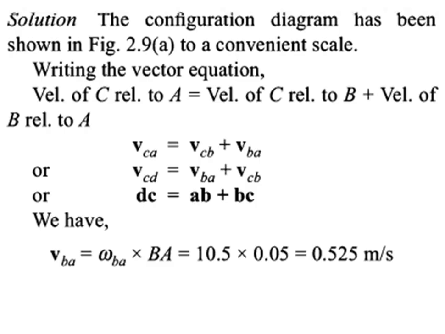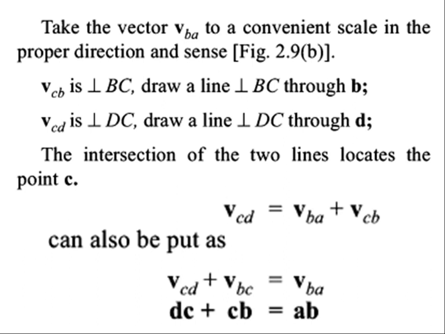Okay, first you take this. So this is similar to the last problem. Okay, so this is the thing: take VBA to a convenient scale. You have to take VCB perpendicular to BC, draw a line perpendicular to BC through B. VCD is perpendicular to DC, so draw a line perpendicular to DC through D, and the intersection of these two lines locates VCD, that is equal to VBA plus VCB, and can also be put as DC plus CB equal to AB.